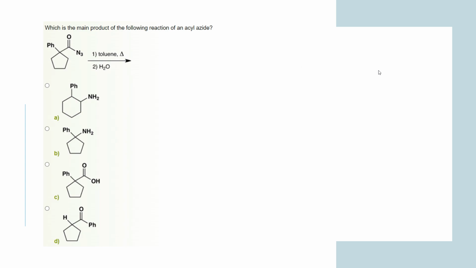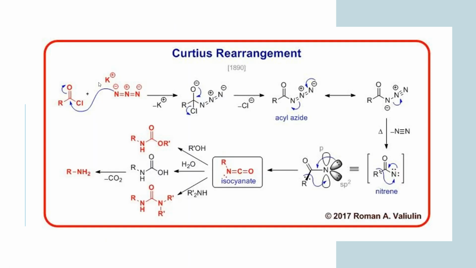Then again, for the next question, the reaction conditions of the Curtius rearrangement are given. We have this acyl azide, and what will happen if it is heated first and then reacted with water? The mechanism of Curtius rearrangement has also been discussed already. We saw that the acyl azide can undergo elimination of nitrogen, and the firstly formed nitrene intermediate immediately gets converted into an isocyanate intermediate.